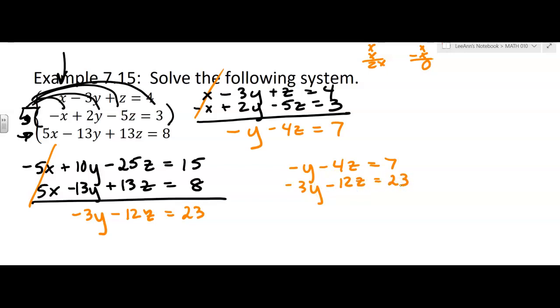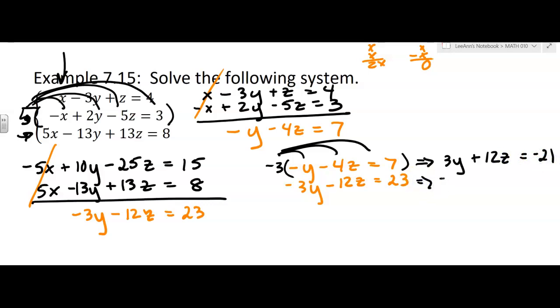Okay, so I think I'll eliminate the y's. To do that, I'm going to have to multiply the top equation by a negative 3. Notice it has to be negative, so I can have a positive 3y and a negative 3y, and they'll cancel out. I'm distributing again, and I get 3y plus 12z equals negative 21. And then the bottom equation, I'm just going to copy that down. Negative 3y minus 12z equals 23.